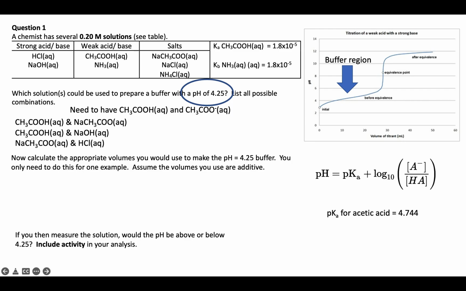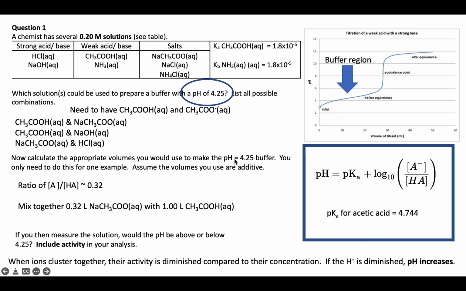Or I could start with the conjugate and I could add some strong acid and bring that back to get both in the beaker at the same time. So I need to be in this buffer region. I can either add the two components or I could convert the acid to the conjugate or the conjugate back to the acid by adding sodium hydroxide or HCl. Those would be the different ways I could make the buffer.